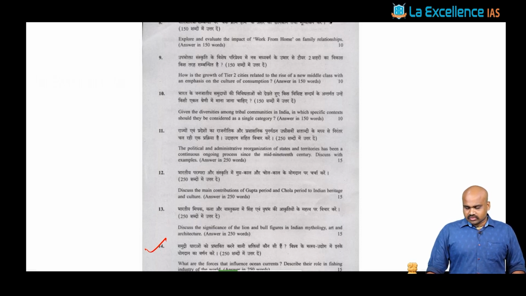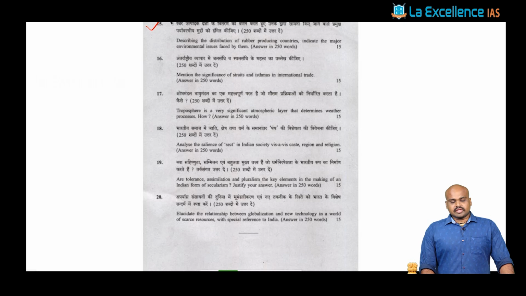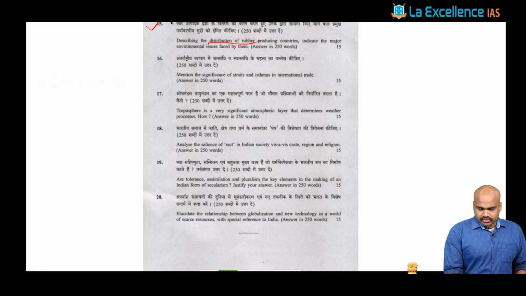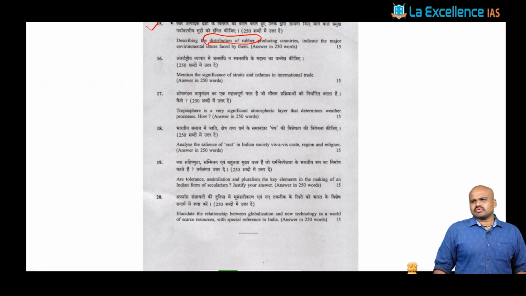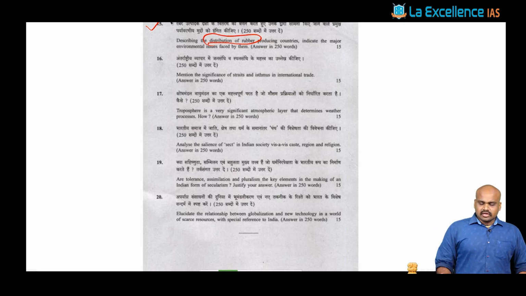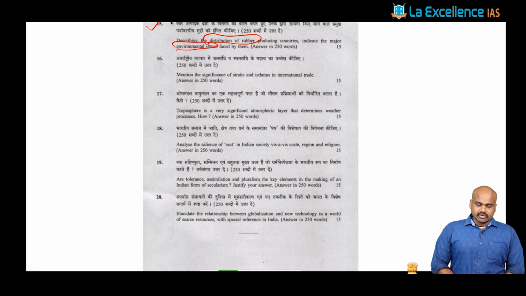Then moving on to the next question of the 15 markers: describe the distribution of rubber producing countries, indicating the major environmental issues faced by them. This is the second question of the 15 markers, talking about the distribution of the rubber producing industry. Now again, the context can be the GM rubber that was produced in the northeastern states in the recent past. In that context, if we extrapolate the nature of the questioning, we can talk about rubber as a resource and rubber as an equatorial asset, right? And indicating the major environmental issues that are persisting with respect to rubber as a resource.